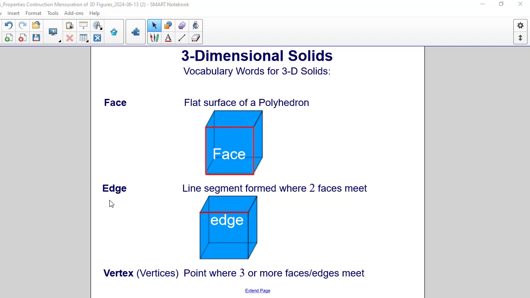The next word is edge. The edge is the line segment formed where two faces meet. So if I look at the front face and the top face, right here, that red line denotes an edge where the two faces meet.